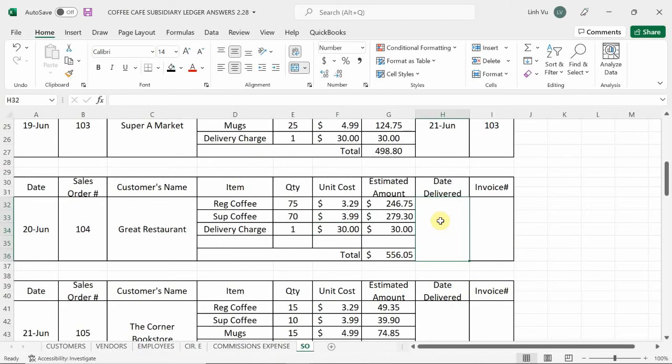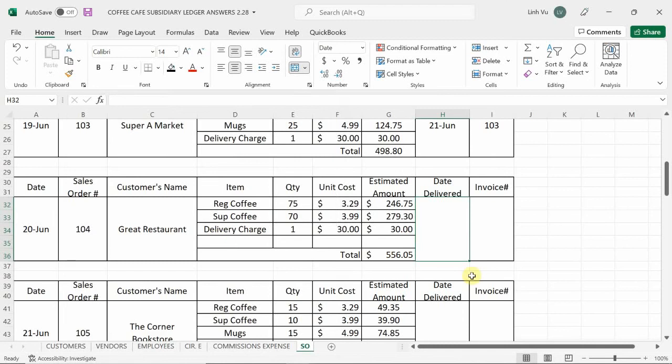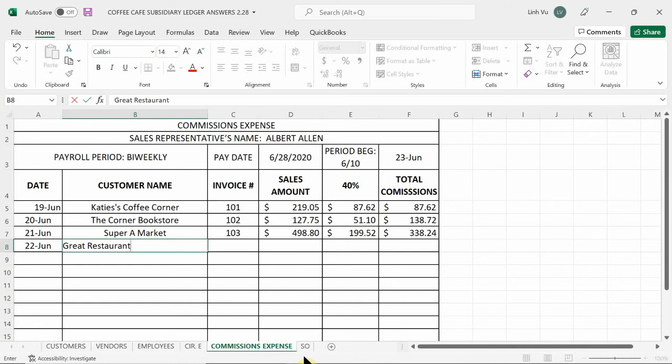When did I deliver this? I delivered this on the 22nd, and it was invoice number 104 for $556.05. So I need to give him his commission. So it was the 22nd to Great Restaurant, for invoice number 104.